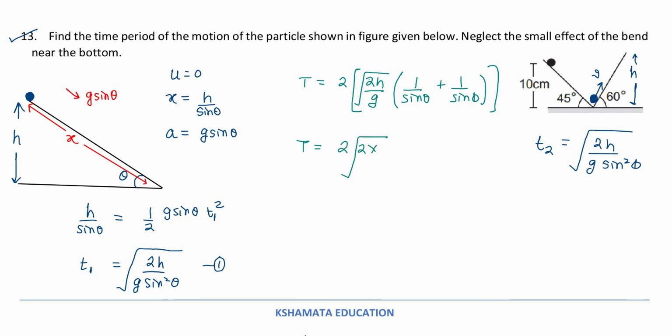Now h in the problem is 10 centimeters, so we write 0.1 upon g, which is 9.8, times 1 by sine of 45 degrees, that is root 2, plus 1 by sine of 60 degrees, that is 2 by root 3. On solving, we calculate that t is turning out to be 0.733 second. So this is going to be the answer for this particular problem. We need to double the value of time that we calculate, one for the onward journey and the other for the return journey, when one complete periodic motion will get over.